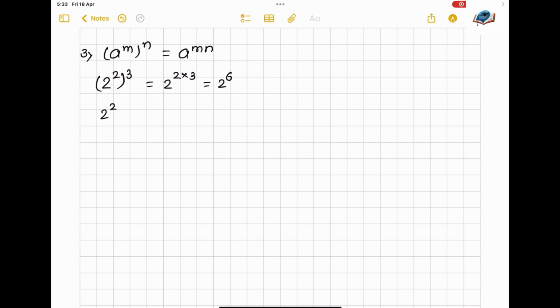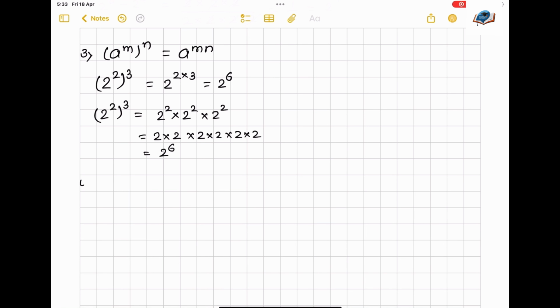So let me do that. 2 square whole cube equal to, this is called power of a power. So this will be 2 square, 3 times I have to multiply, because whole raised to 3 is there. So now this will be 2 into 2 for first, 2 into 2 for second, and 2 into 2 for third. So it came as 2 raised to 6.